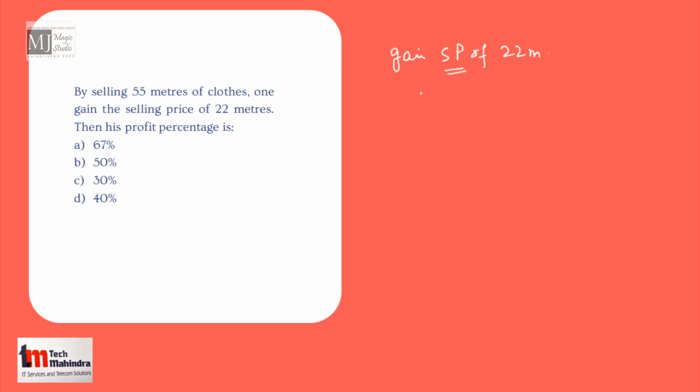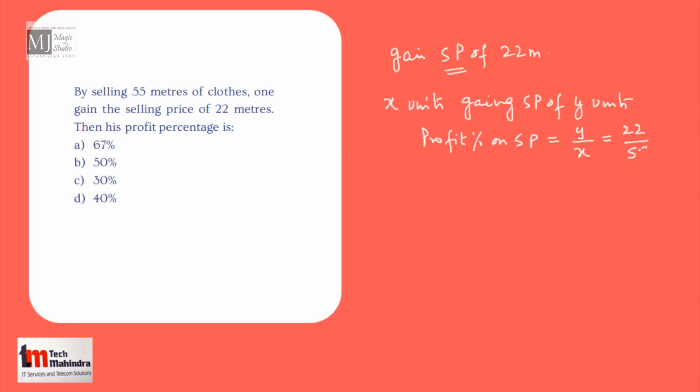In these kinds of questions, if by selling X units you are gaining the SP of Y units, then profit percentage on selling price is Y by X. As simple as that. So we are gaining the SP of 22 units out of 55, that is 2 by 5. But this is profit on SP.